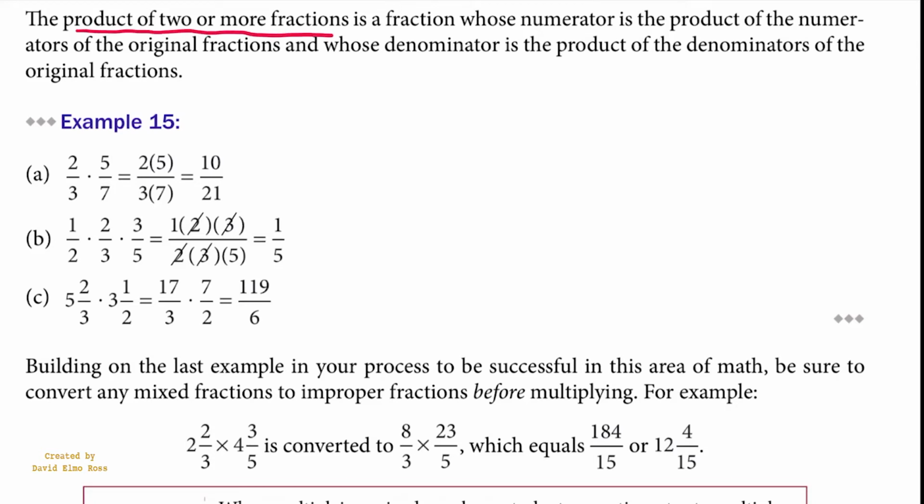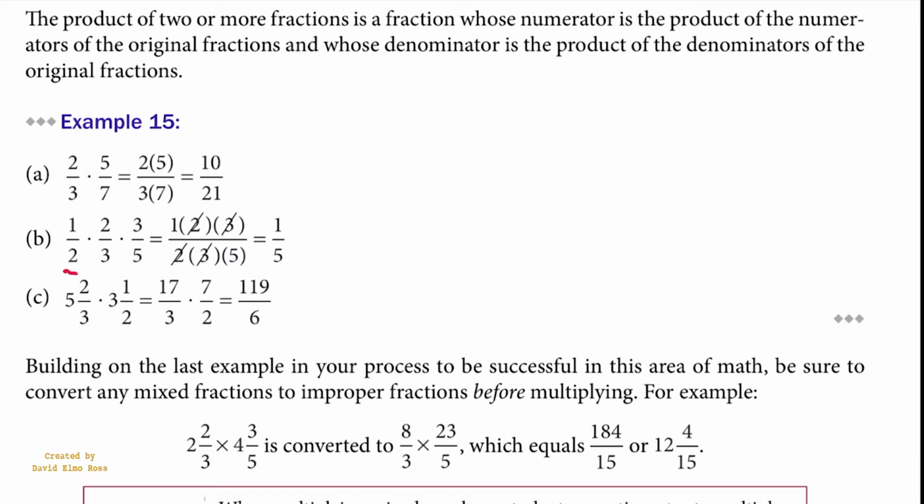The product of two or more fractions is a fraction whose numerator is the product of the numerators of the original fractions and whose denominator is the product of the denominators of the original fractions. So for instance, 2 over 3 times 5 over 7: 5 times 2 is 10, 3 times 7 is 21, and this cannot be reduced further, so that's what that multiplication of fractions gives you.